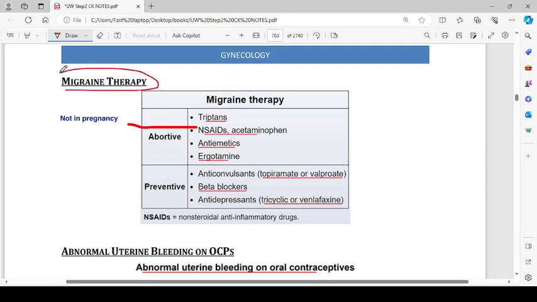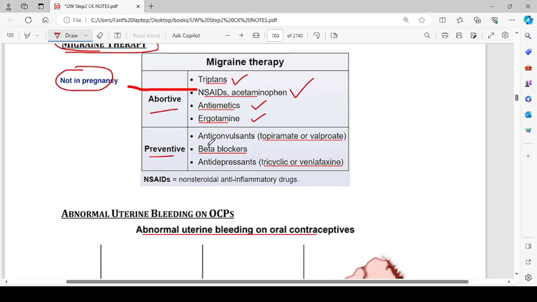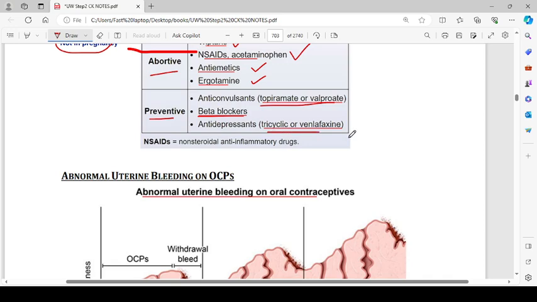Then, if a woman is having migraine during pregnancy, what is the therapy for that? Okay, it's not in pregnancy, we are not doing OBS, we are doing gynae, I'm sorry. So the therapy for migraine: abortive therapy is triptans, NSAIDs. We are not supposed to give them in pregnancy, specifically in the third trimester, because they can cause the premature closure of the ductus arteriosus. So NSAIDs and acetaminophen otherwise can be used for migraine therapy. Antiemetics and ergotamine. Preventive: anticonvulsants like topiramate or valproate, beta blockers, antidepressants like tricyclics or venlafaxine.